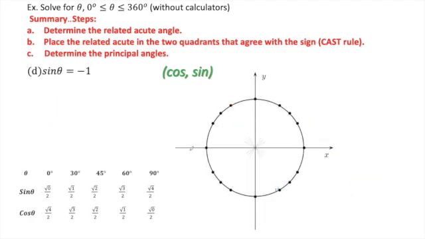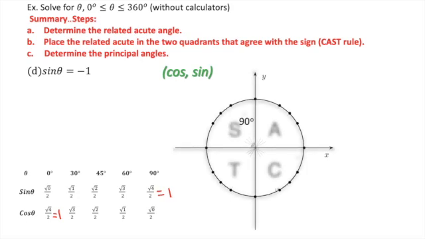So for this one, you are determining your related acute angle, placing the related acute angle in the two quadrants, and then determining the principal angle. This time doesn't really look like we have much, but remember we simplified some of these. We had negative 4 over 2, which was equal to negative 1, and it also is equal to negative 1 here. Here we're looking at sine, so sine is going to be equal to 1 at 90 degrees.